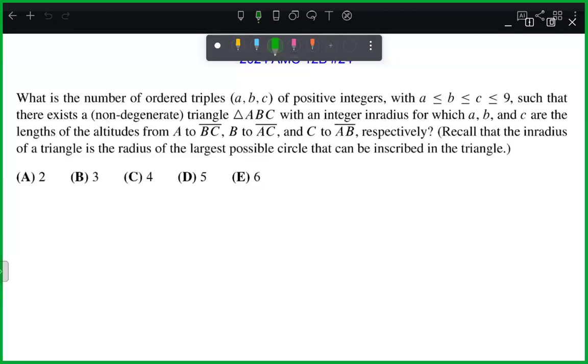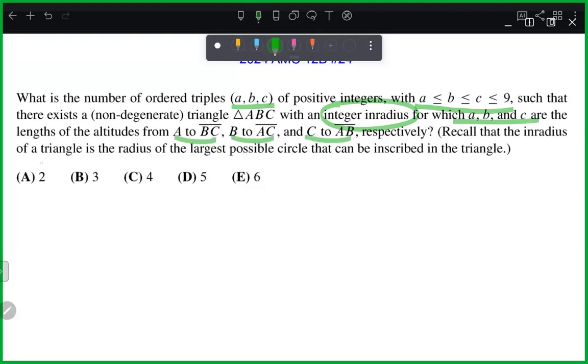What is the number of ordered triplets ABC of positive integers with A less than or equal to B, less than or equal to C, and less than or equal to 9, such that there exists a non-degenerate triangle ABC with integer inradius, for which A, B, C are the lengths of the altitudes from A to BC, B to AC, C to AB, respectively.